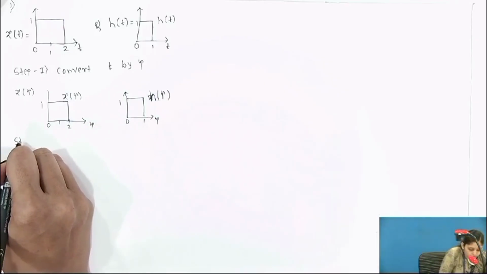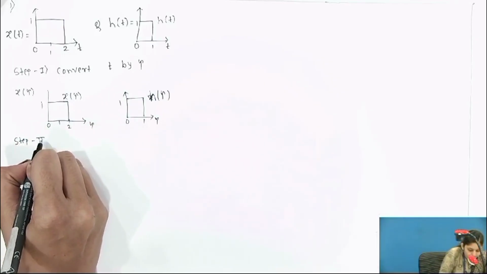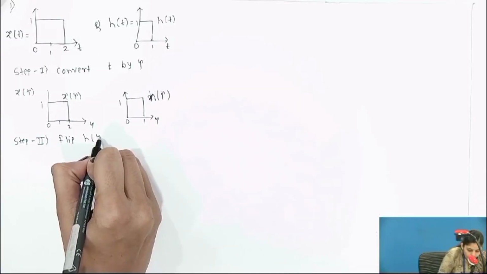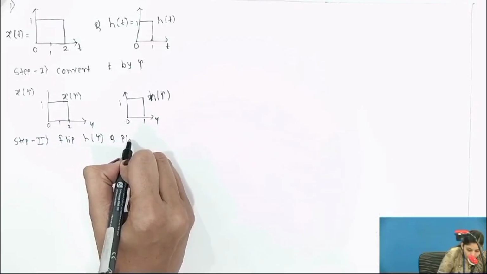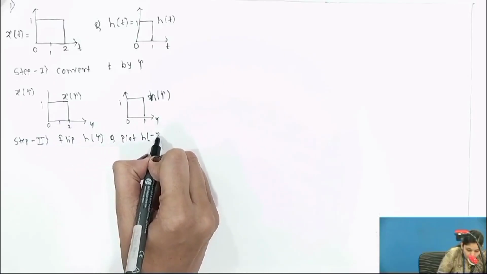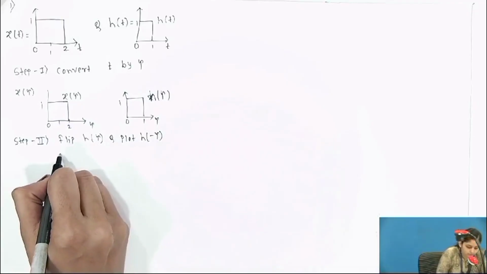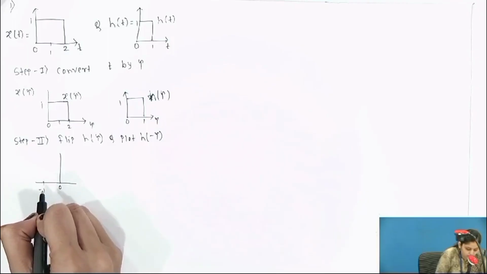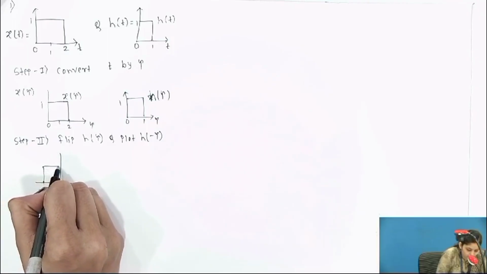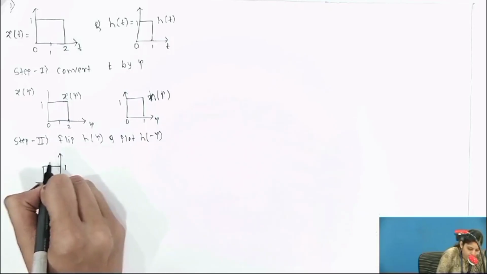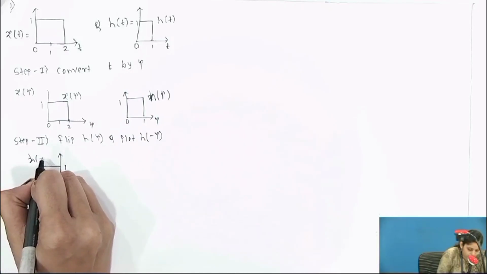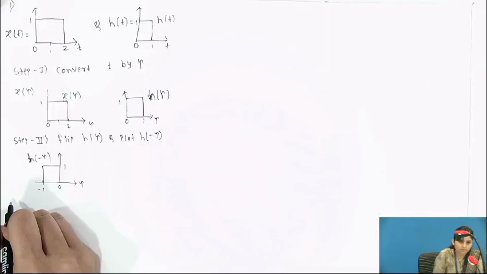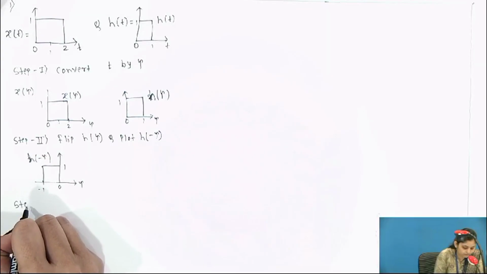Now step number 2 is we have to flip the h of tau, and plot the h of minus tau signal. How can we plot it? We just perform the flip operation. So plus 1 becomes minus 1 in the flip, and the amplitude is the same. We are not changing the amplitude here, and this is the graph of our h of minus tau, and the axis is the tau axis.